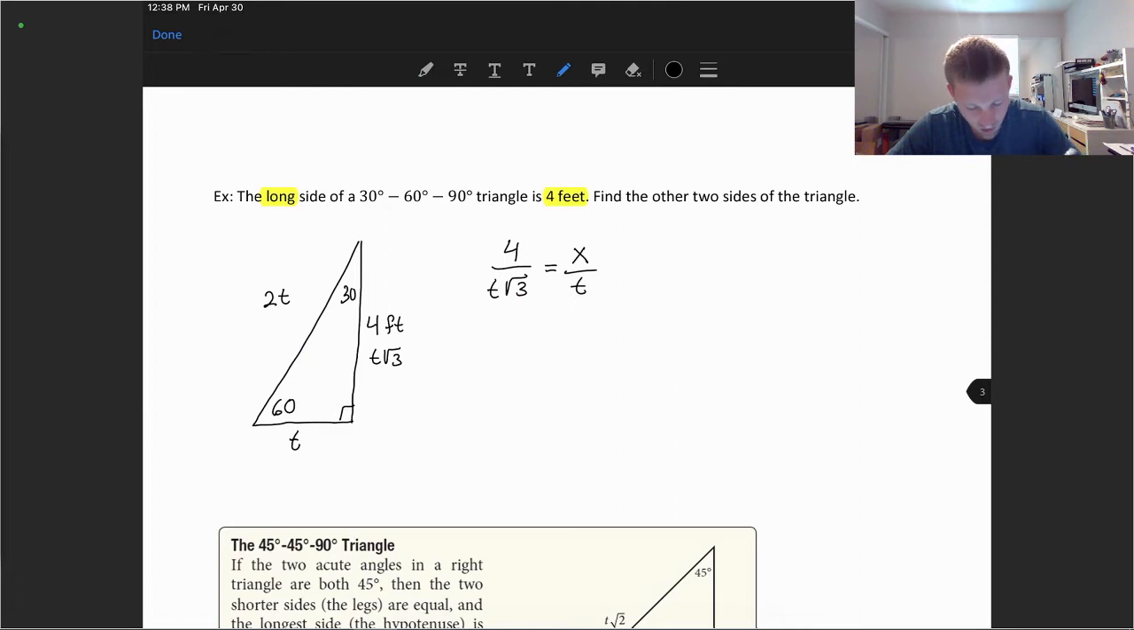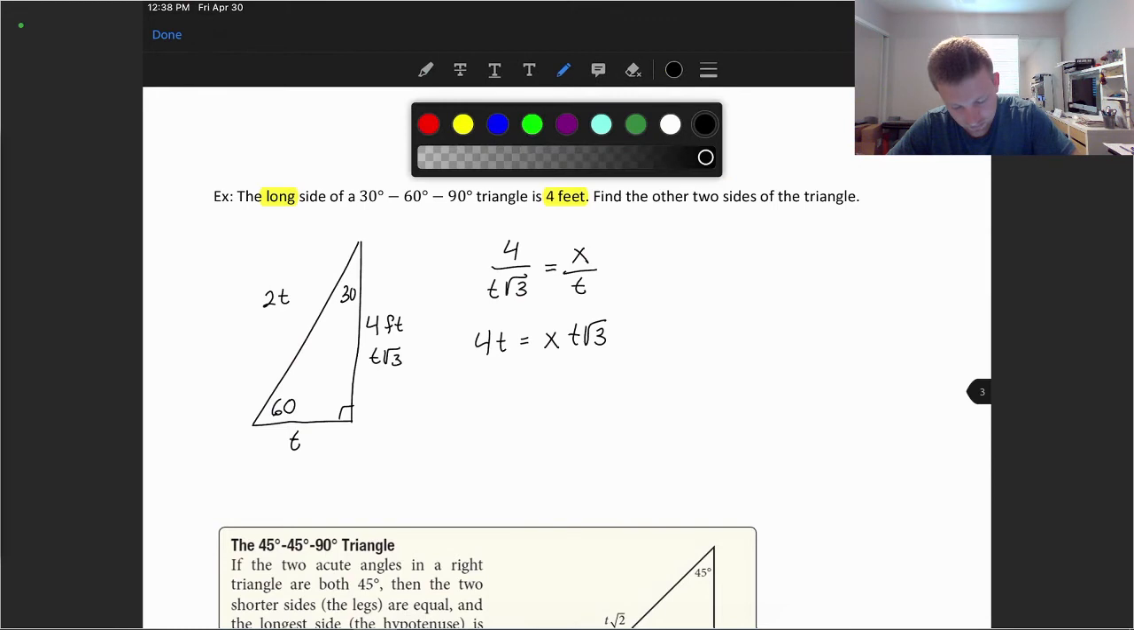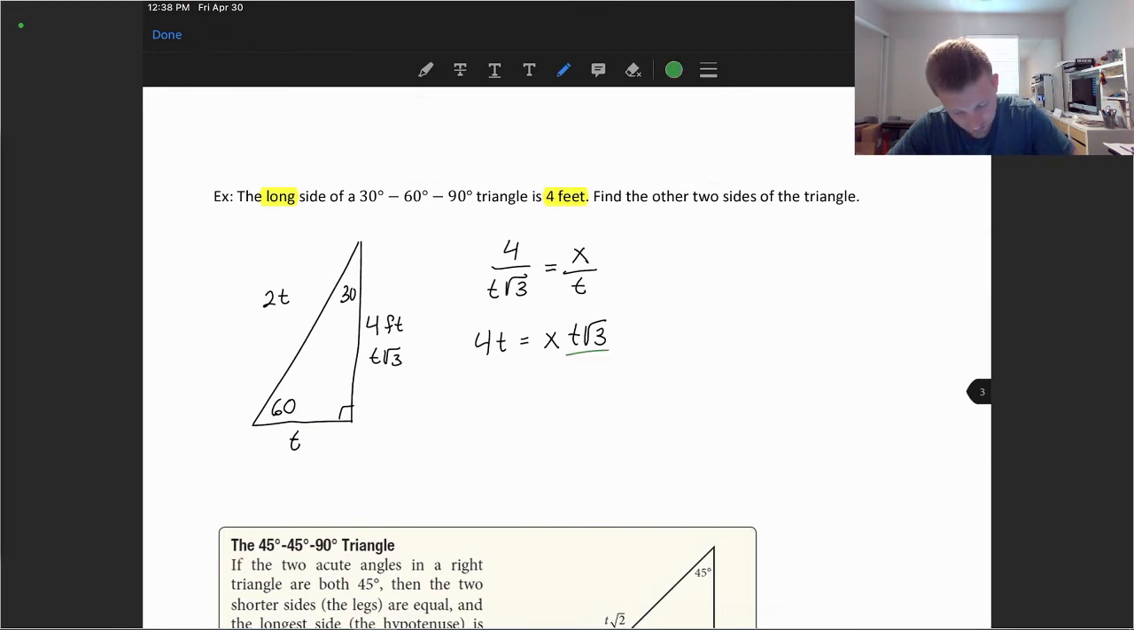If I do some cross multiplication here, I can see that 4t is equal to x times t roots of 3. And if I divide both sides by t roots of 3 to solve for x, I can see that my t's will cancel, and the x length here is just going to be equal to 4 over the root of 3.